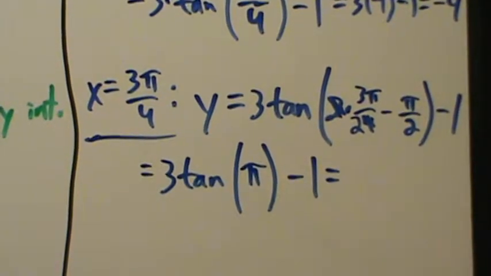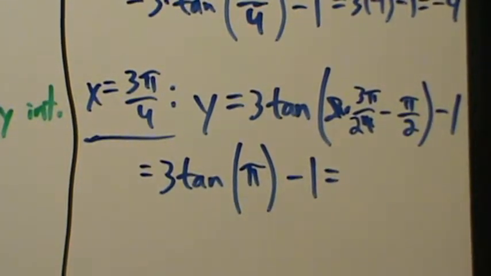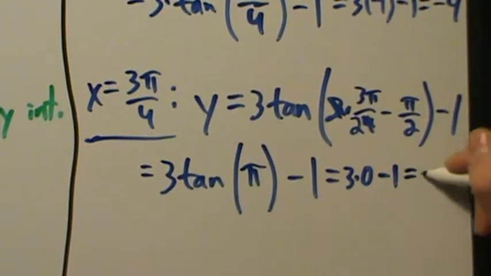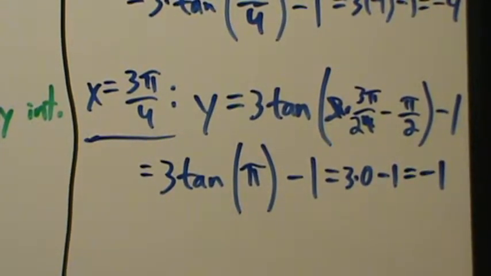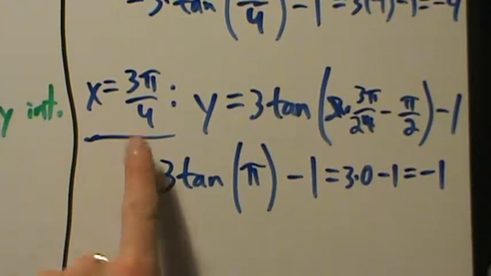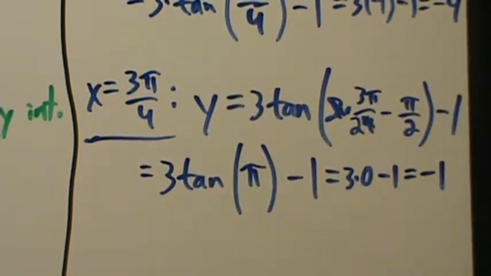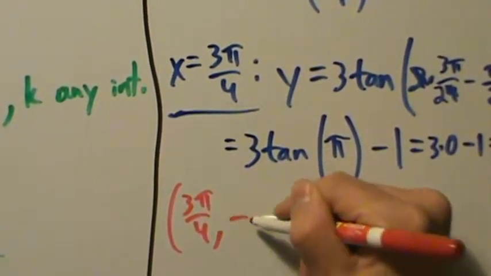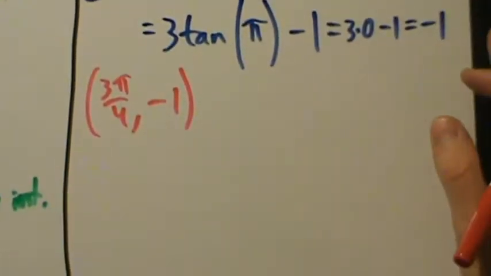Tangent of pi, if we think about the unit circle, it might help to remember that tangent is sine divided by cosine. So tangent of pi is actually just 0. So this is 3 times 0 minus 1, which is negative 1. So that tells us that when x is 3 pi over 4, the corresponding y-coordinate is negative 1. So this gives us the point 3 pi over 4, comma, negative 1.